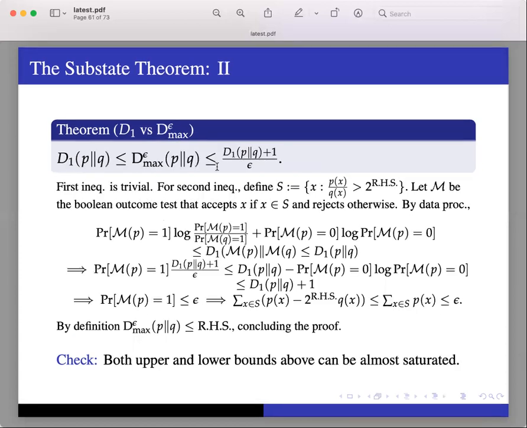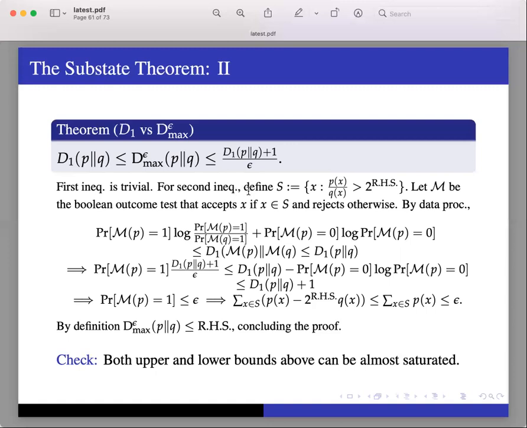Okay. So let's move on to part two of the substate theorem, which relates D1 to D epsilon max. So first of all, D1 is less than or equal to D epsilon max. So this is trivial, which you have already seen. This is the monotonicity of the Renyi entropy with respect to alpha. Okay. The non-trivial part is the second inequality. So this says that D epsilon max is less than D1 by epsilon. This plus one is not very important. So it is less than or equal to D1 by epsilon. Okay.